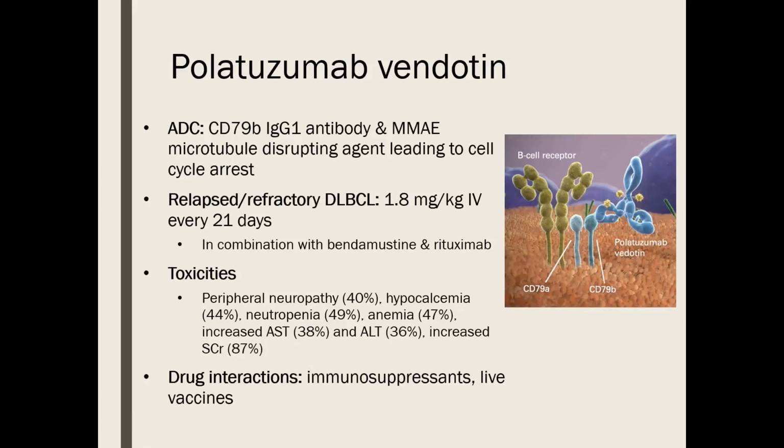It's approved in combination with bendamustine and rituximab, though I have seen clinically a decent amount of this drug used as a single agent, dropping those two agents in combination. Dosing is 1.8 mg/kg every 21 days. This has toxicities including particularly peripheral neuropathy and hypocalcemia. And again, with MMAE, you see a decent amount of liver toxicity in your toxicity profile.